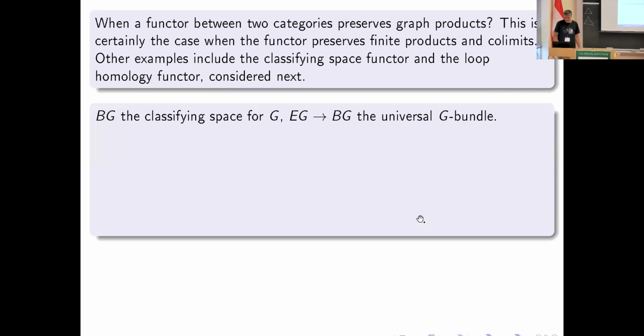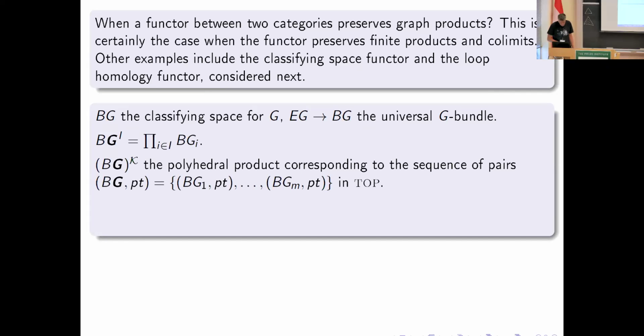So you have this classifying space for G and the universal G bundle, EG to BG. Here G is maybe a discrete group, maybe a topological group, doesn't matter. Then you can form the topological polyhedral product out of the classifying spaces for your groups. The classifying space functor preserves products, so you can write the classifying space of a product group as a product of classifying spaces, and then you can form this polyhedral product corresponding to this sequence of pairs of topological spaces.